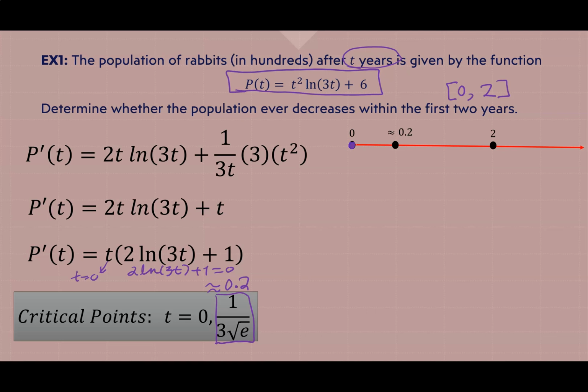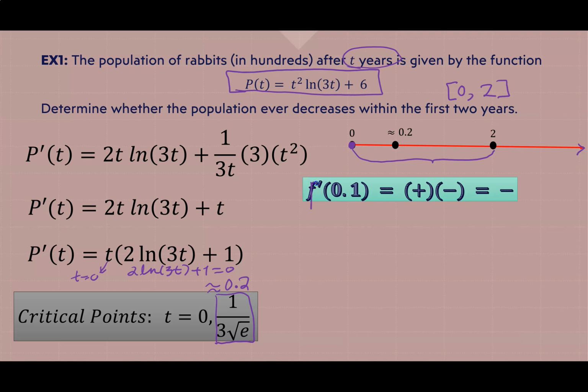You're just going to start at 0. And then time will move on, right? And we're really looking at this interval right here. The question is, will your derivative ever be negative? Meaning, will your function ever be decreasing within those first 2 years? So what we're just going to do is go ahead and plug in some values and check the derivative.